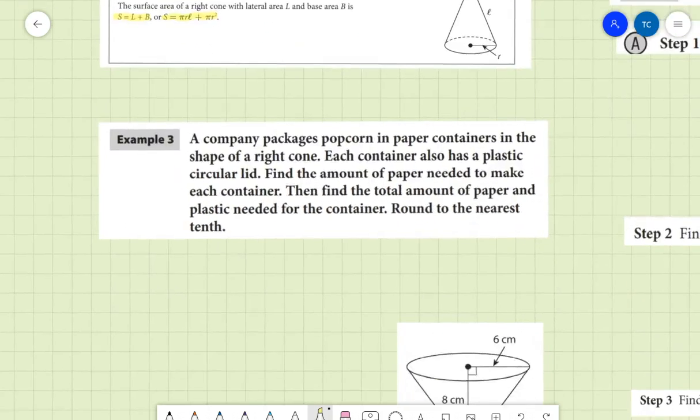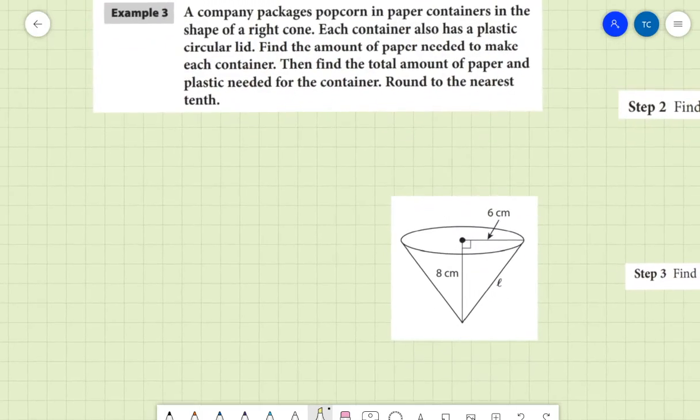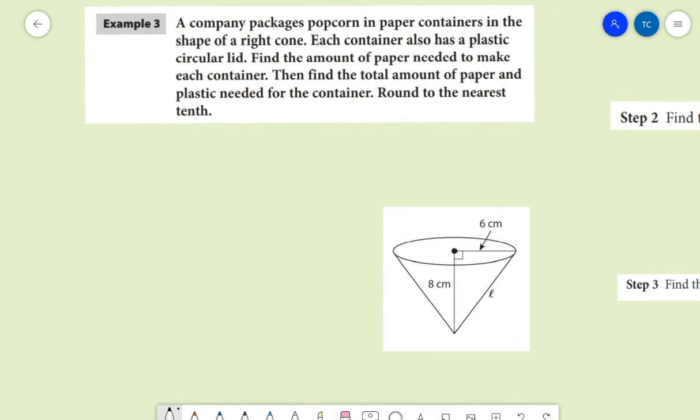Let's go and take down this question here. I'm going to write that too, before I forget. S equals L plus B. So a company packages popcorn in paper containers in the shape of a right cone. Each container also has a plastic circular lid. Find the amount of paper needed to make each container. Then find the total amount of paper and plastic needed for the container, round to the nearest tenth.